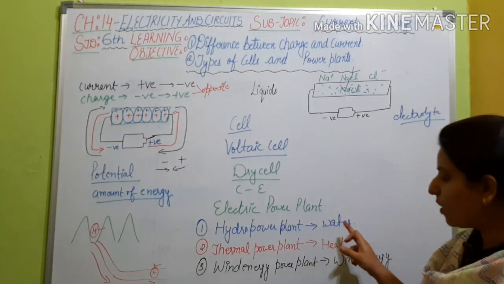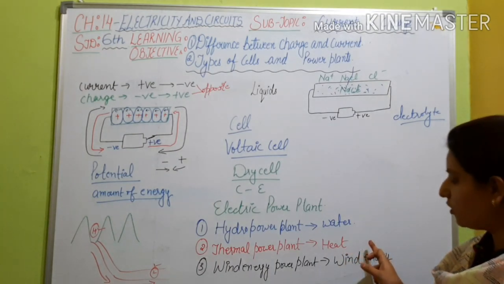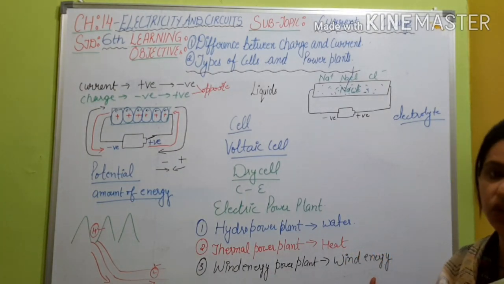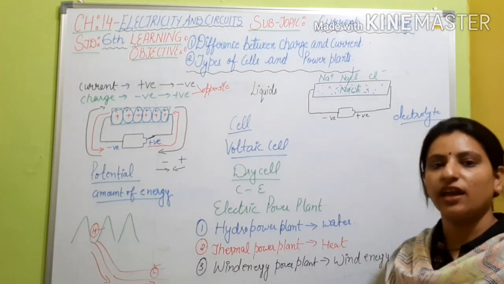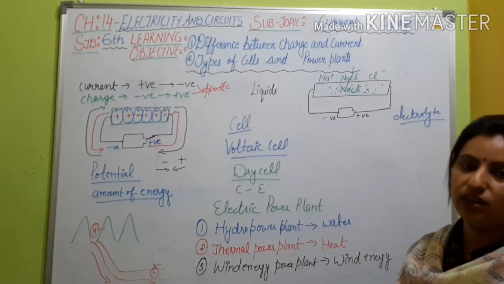The hydropower plant uses water for producing electricity, the thermal power plant uses heat, and the wind energy power plant uses the energy of the wind. So until our next session, keep watching, and in our next session we will discuss the internal structure of the dry cell.